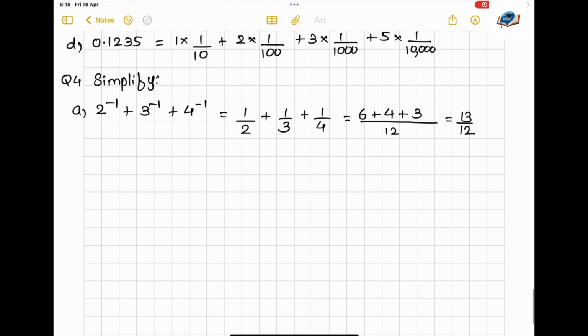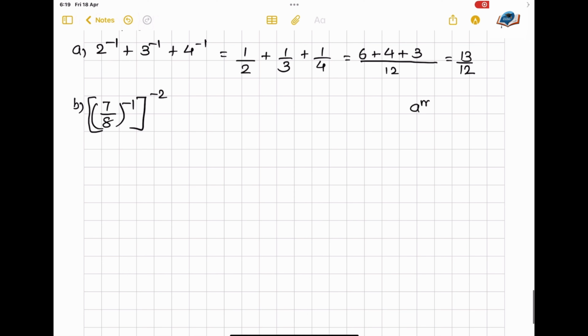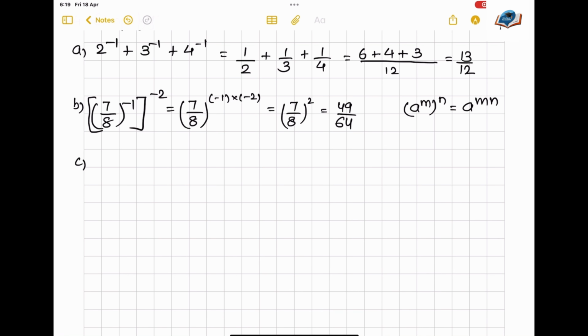Then B says 7 upon 8 whole raised to minus 1 whole raised to minus 2. So see, here I am using directly the identity a raised to m whole raised to n equals a raised to mn. So this will be 7 upon 8 whole raised to minus 1 into minus 2. So that will be 7 upon 8 whole square, minus into minus will be plus. So 49 upon 64.